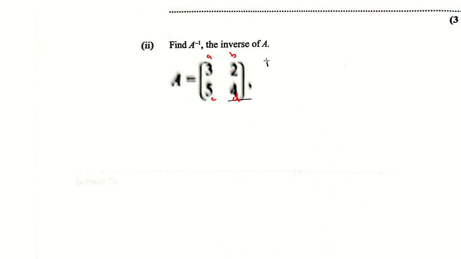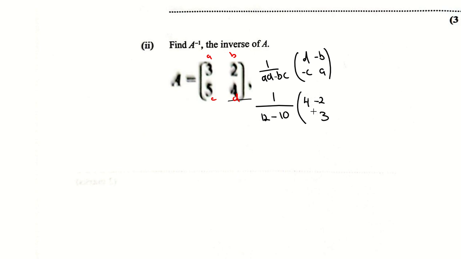Right, so it is 1 over your determinant, which is AD minus BC, by your adjoint, which is you interchange D and A, and then you take B and C and multiply by -1, so it'll be negative B, negative C. So that's 1 over AD, which is 3 4s are 12, minus BC, 5 2s are 10, by, this is 4, 3, and then -2, -5.